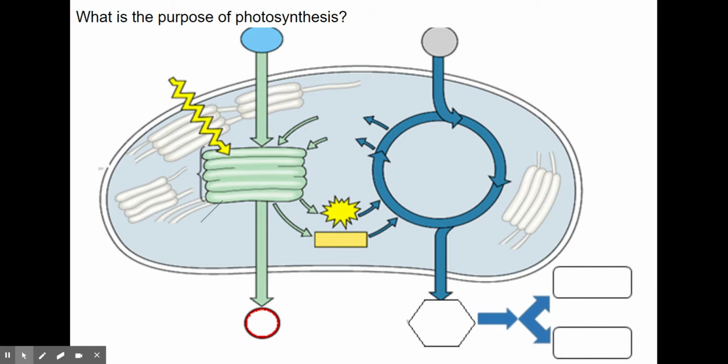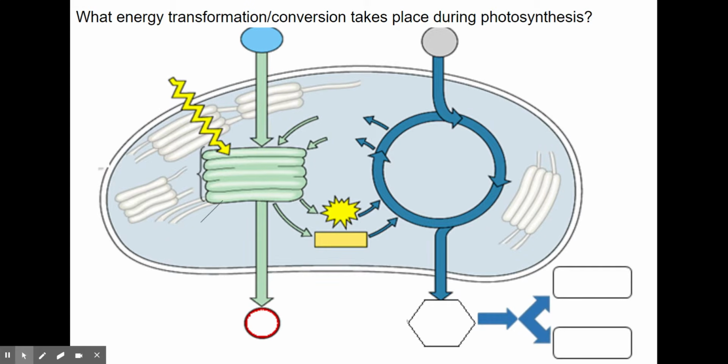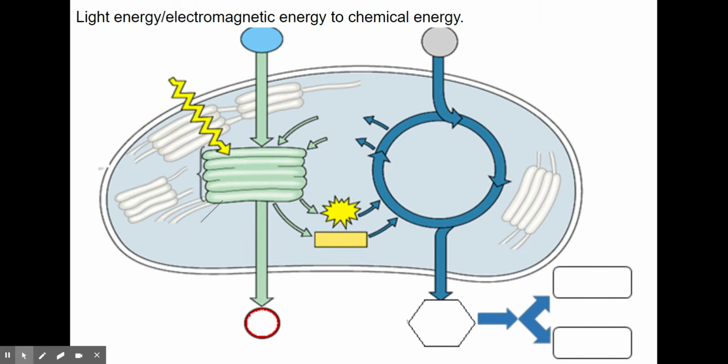When we take a look at the overall purpose of photosynthesis, this is an important one, guys. The purpose of photosynthesis is to convert light energy into glucose. Here's another important one. What energy transformation takes place? The energy is going to go from light energy or electromagnetic to chemical energy. So that's another important thing to understand.